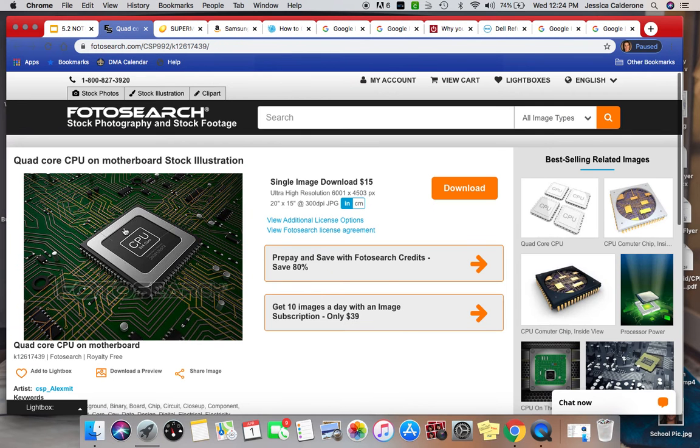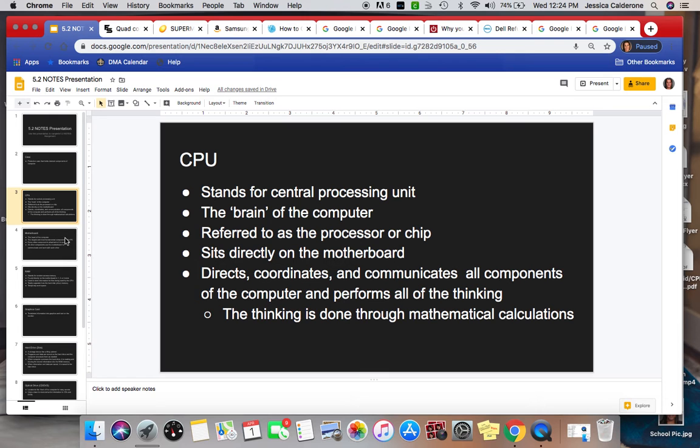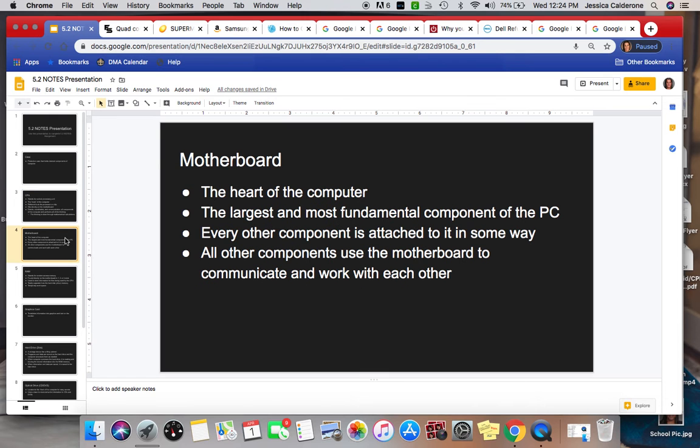Here is what the CPU looks like sitting on the motherboard. Okay, motherboard is our next definition, which we will get to, but this here is the CPU. Okay, stands for Central Processing Unit, sits right on the motherboard, and this is the brain of the computer. Okay, so everything the computer does goes through the CPU, and this is what the CPU will look like sitting on the motherboard.